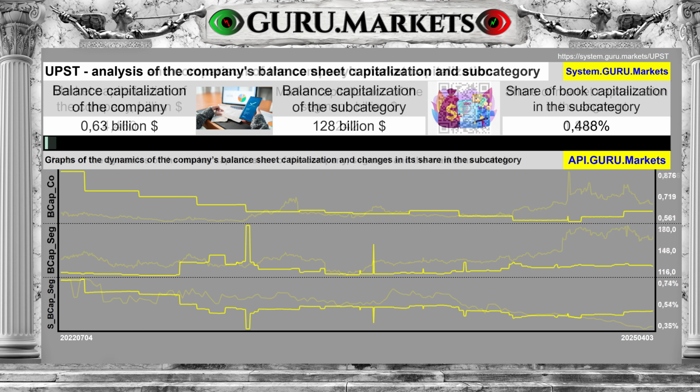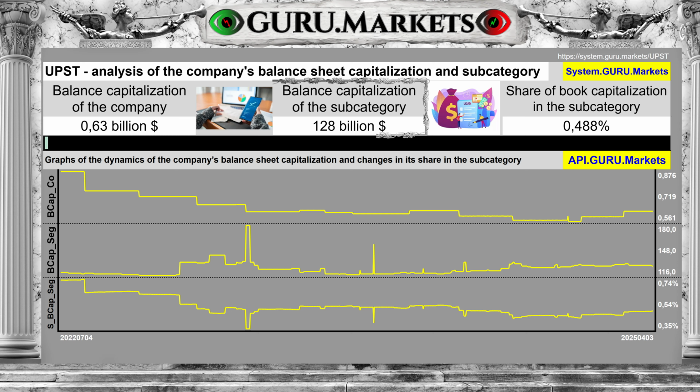The company's balance sheet capitalization is $0.63 billion, and the capitalization of the subcategory is $128 billion. Upstart Holdings Inc. accounts for a share of 0.488%.